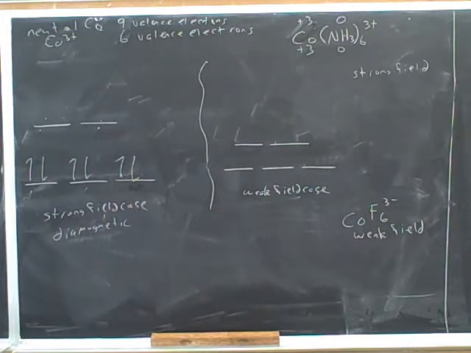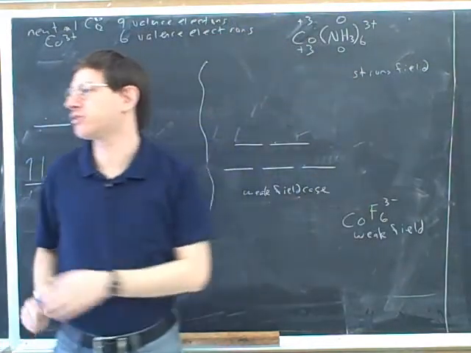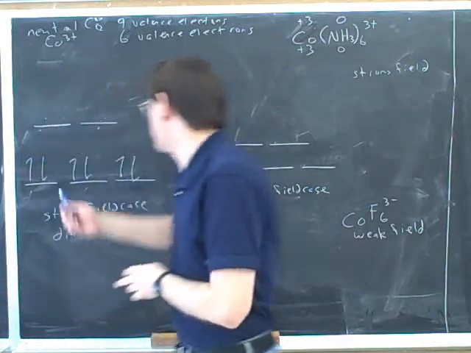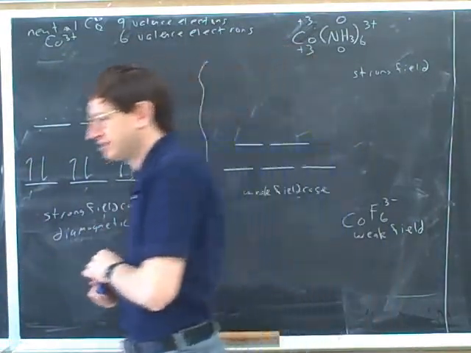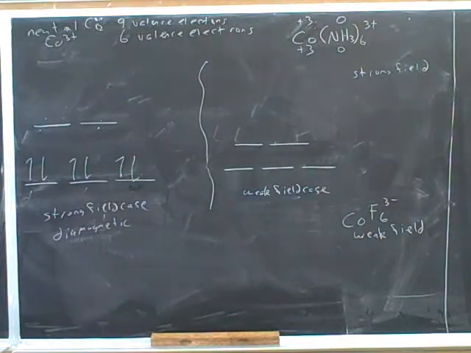That's an excellent point. I could easily have given you this the other way. I could have told you this is diamagnetic and asked you if it's strong field or weak field, and then you would have to draw it both ways, and you would see that only one of them comes out diamagnetic. Yeah. Okay, good.